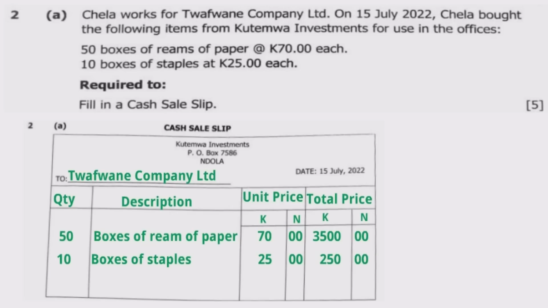Remember, don't be too intelligent in an exam. Make sure you punch everything in the calculator. That's why you have carried the calculator into the exam room. Punch everything. So when you add 3,500 plus 250 kwacha, it will give us 3,750 kwacha. And like that, we enter it.